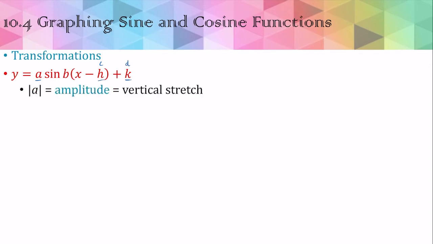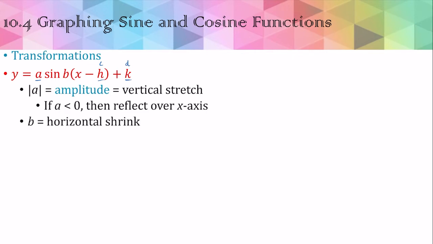The absolute value of A is the amplitude, which also happens to be the vertical stretch. If A is less than 0, then it's reflected over the x-axis, just like normal. B is a horizontal shrink, which changes our period. So the period is how far sideways it went to repeat. So if B is a shrink, we take 2 pi, which was our period, and divide it by the absolute value of B.